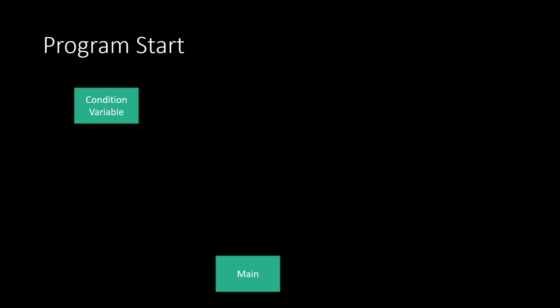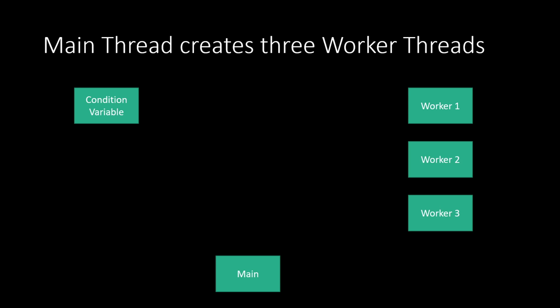All right, so imagine that we have started a C program, and that C program has started running our main function. And within that main function, we create three new worker threads. So inside of some sort of for loop, we loop through and create worker thread 1, 2, and 3. At this point in the system, we have 4 threads of execution that are active.